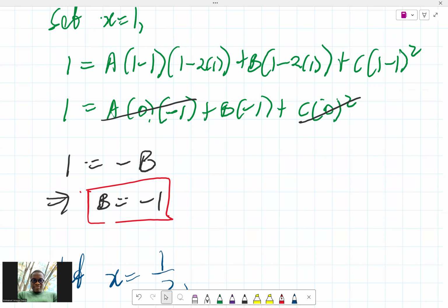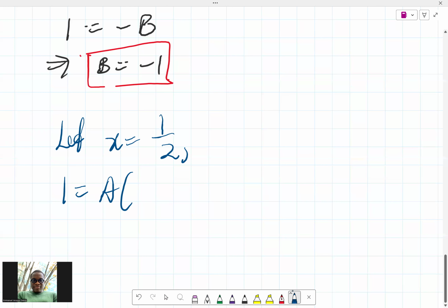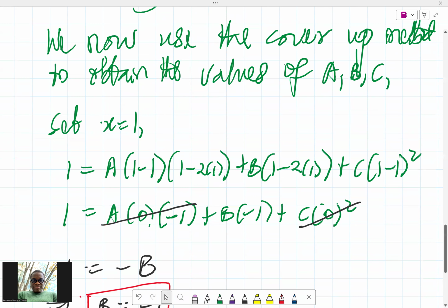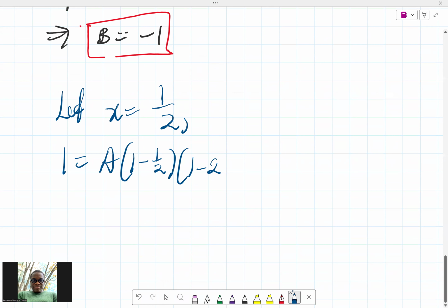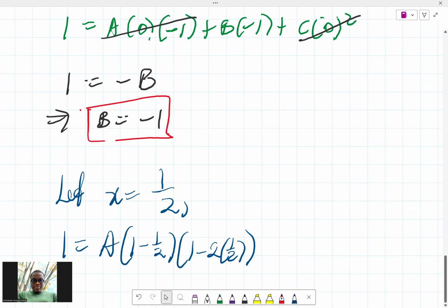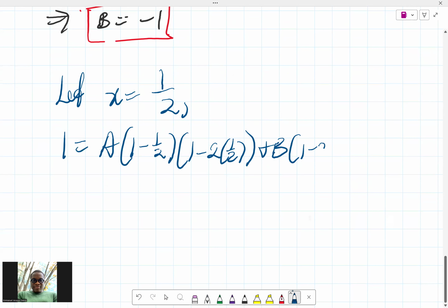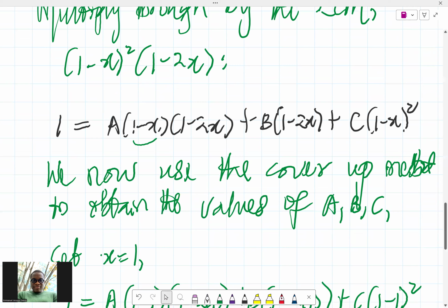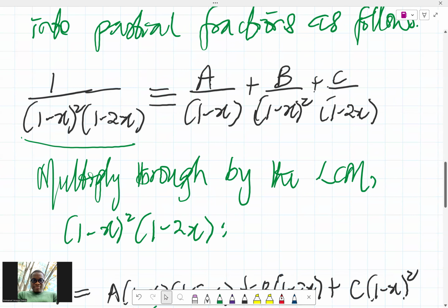So if that happens, you go back to the original expression. So you have 1 equals a into 1 minus half, then 1 into 2 multiplied by half, then you have b into 1 minus 2 times half plus c into 1 minus half squared. Okay, so that is 1 minus half all squared. That's 1 minus x squared.